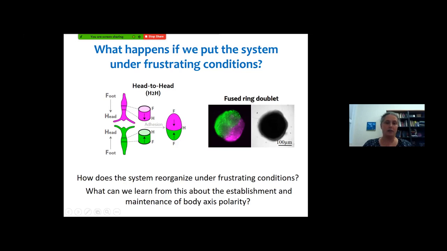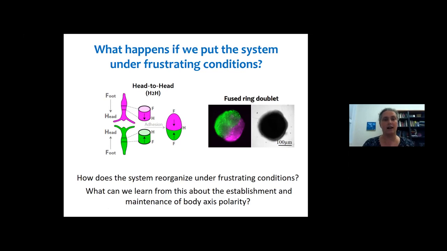At the edges of this doublet, it closes like a single ring at these two places, whereas at the middle, it adheres along the ring to the other ring, forming these doublets that you see here. And we can also vary the position of where we take the ring along the body axis. Using this configuration, we can now ask, how does the system reorganize under frustrating conditions? And this allows us to explore the process of establishing the body axis polarity.